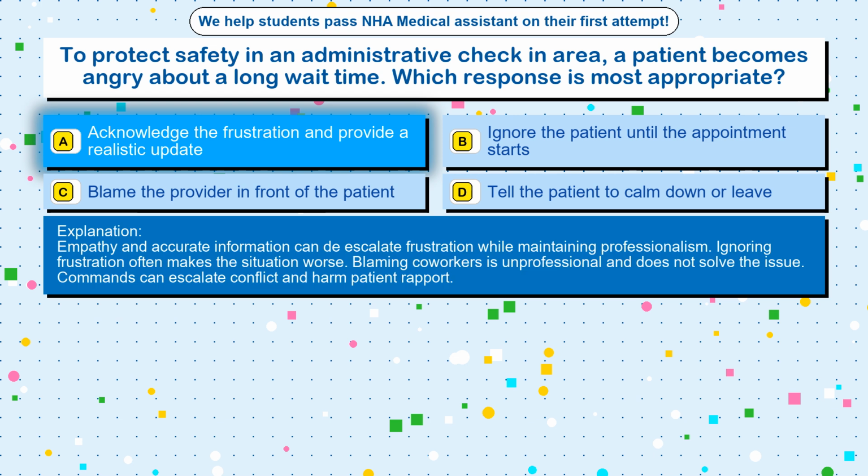Empathy and accurate information can de-escalate frustration while maintaining professionalism. Ignoring frustration often makes the situation worse. Blaming coworkers is unprofessional and does not solve the issue. Commands can escalate conflict and harm patient rapport.